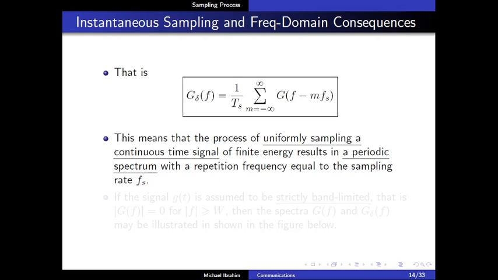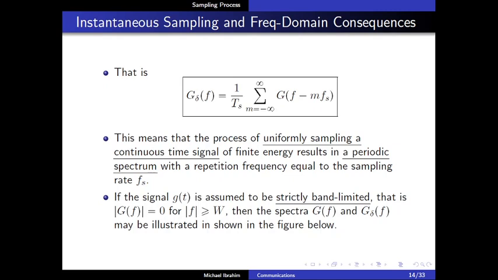Now, if the signal g of t is assumed to be strictly band limited, this basically means that the spectrum G of f equals 0 for magnitude f larger than W, where W is the bandwidth of the signal. So if g of t has a limited bandwidth W, and it is strictly band limited, the spectrum is exactly 0 for f larger than W or less than minus W, then we can illustrate the relation between G of f and G delta of f as follows.